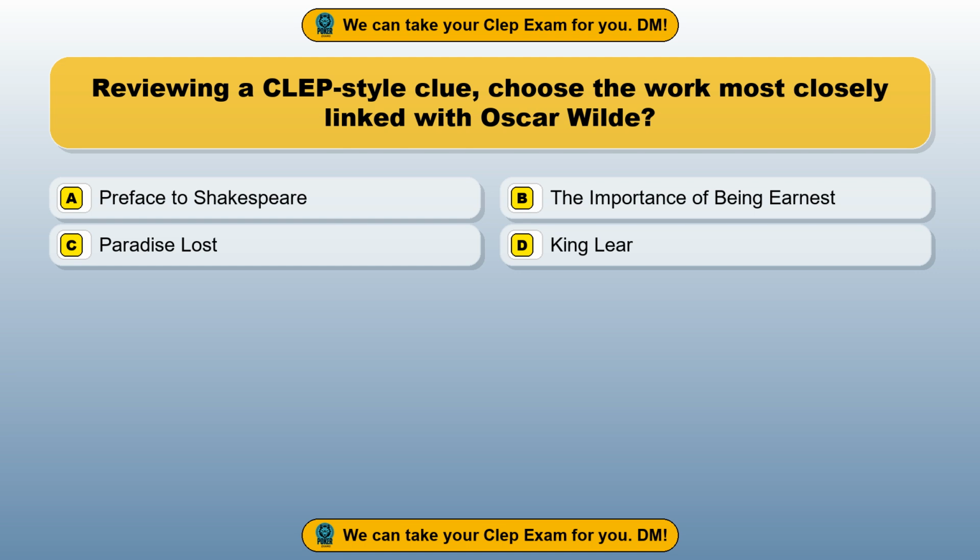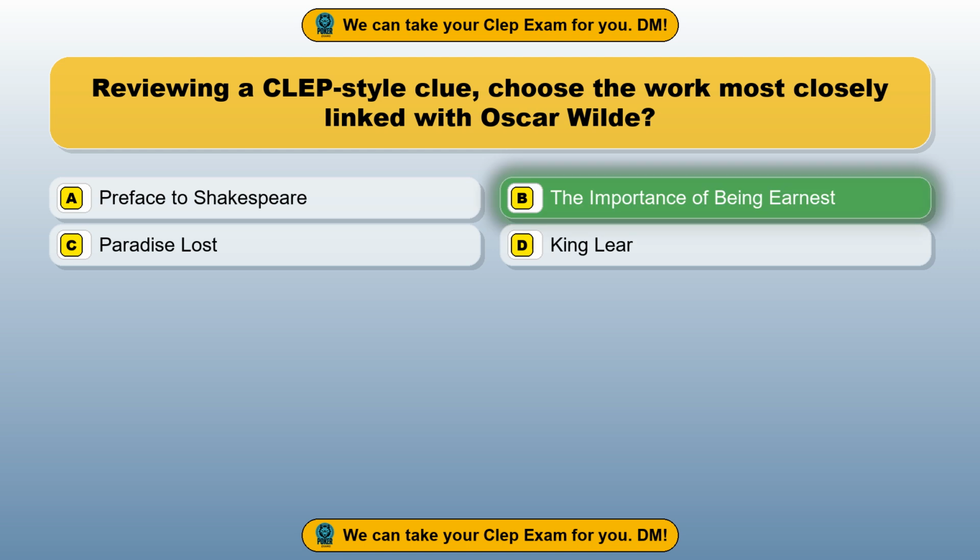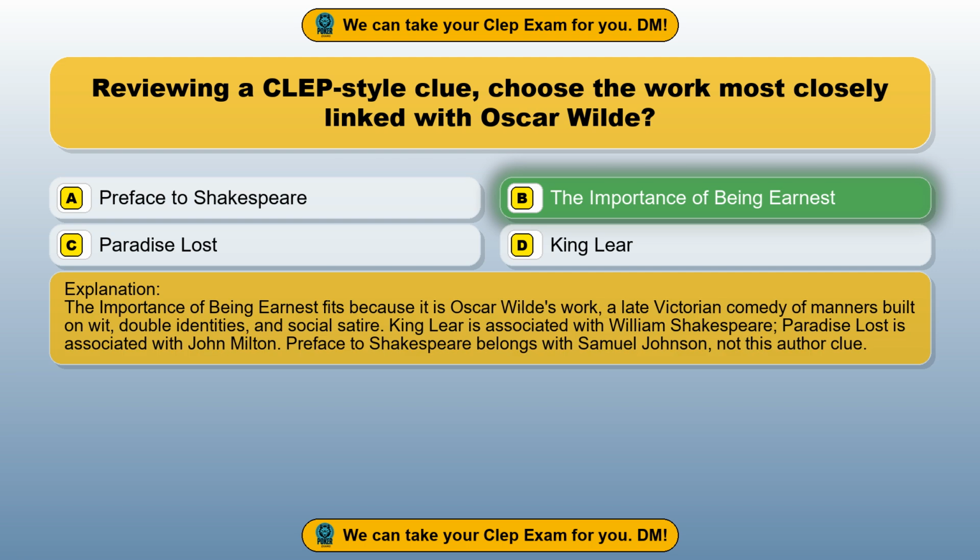Option A, Preface to Shakespeare. Option B, The Importance of Being Earnest. Option C, Paradise Lost. Option D, King Lear. The correct answer is option B, The Importance of Being Earnest. The Importance of Being Earnest fits because it is Oscar Wilde's work, a late Victorian comedy of manners built on wit, double identities, and social satire.